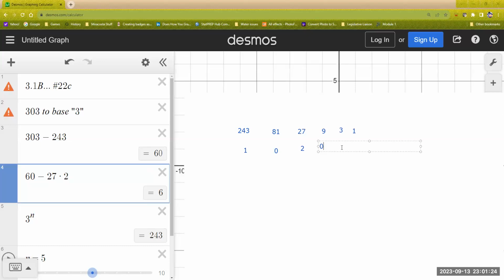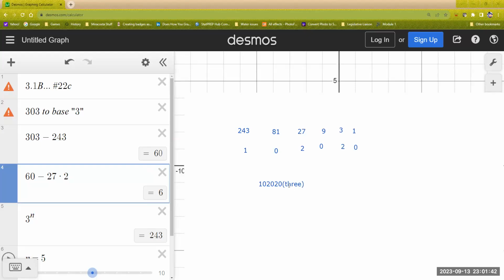So this would be a 0. And then this one next to it would be a 2. And the next would be a 0 as well. So my final answer would be 102020, base 3. That really should be a little bit lower, but I'm not sure how to do it in this program really quickly.